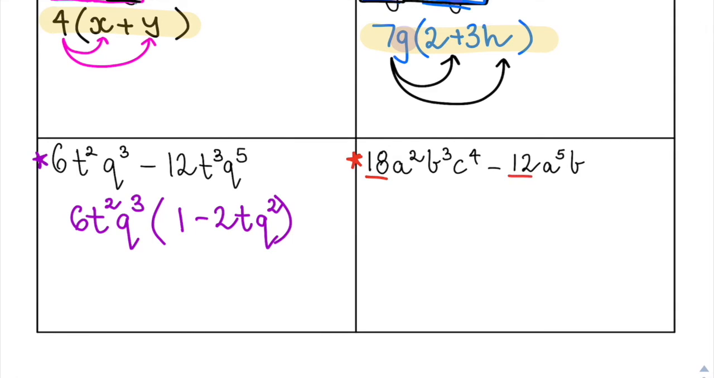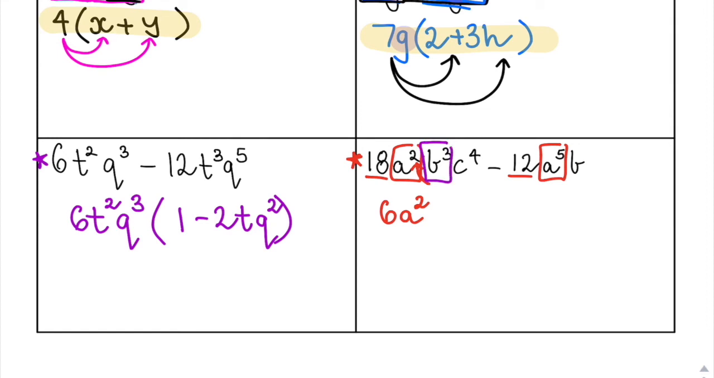Starting with the numbers, the largest number that goes into 18 and 12, or that's really negative 12, but we'll just say 12 for the moment, is 6. 6 is the largest number that goes into each of those. Each term has an a, so we'll pop an a out the front. Again, we always take the one with the lowest power. This has a power of 2, so we'll pop a 2 out the front.